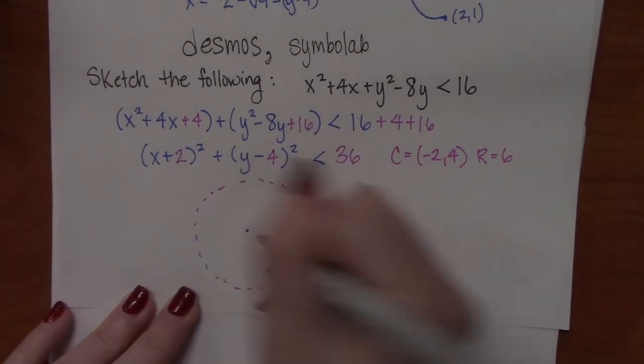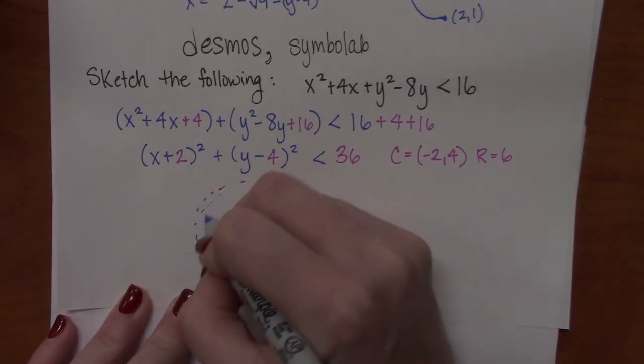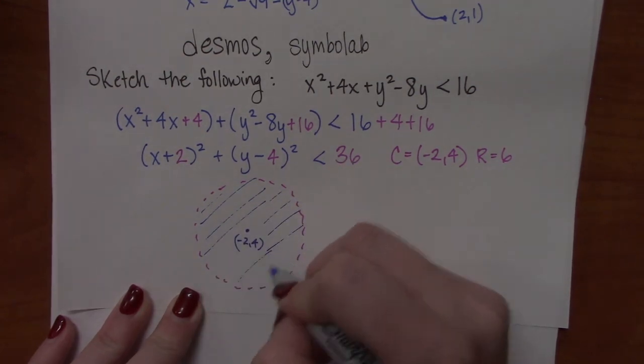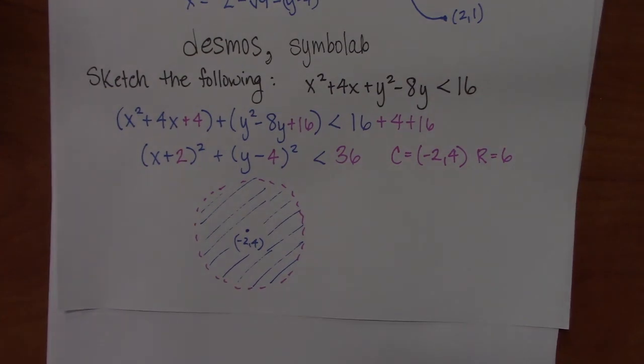Here's the center of my circle, -2, 4. So what this is saying is this is the equation of all the points inside the circle, but not including the points on the circle. Is everybody clear on why we're not allowed to take the points on the circle?